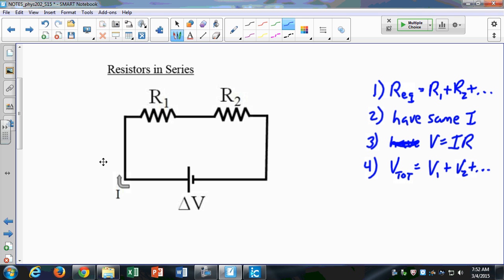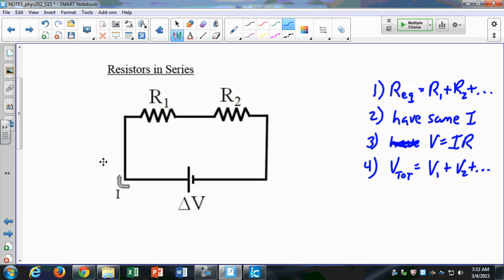This was true also for capacitors in series. Remember, capacitors in series didn't have the same current, because we didn't really talk about current in terms of capacitors. Once they're charged, there is no current. But capacitors in series have the same what? That's right, the same charge. Now, the equivalent capacitance for capacitors in series was the opposite of this. Remember, for capacitors it was 1 over C. Right, these are all in your equation sheet, at least this one, this one, and this one. You need to know that they have the same current.